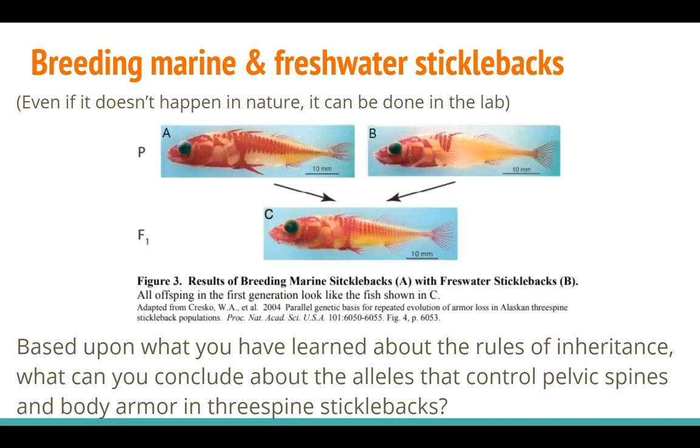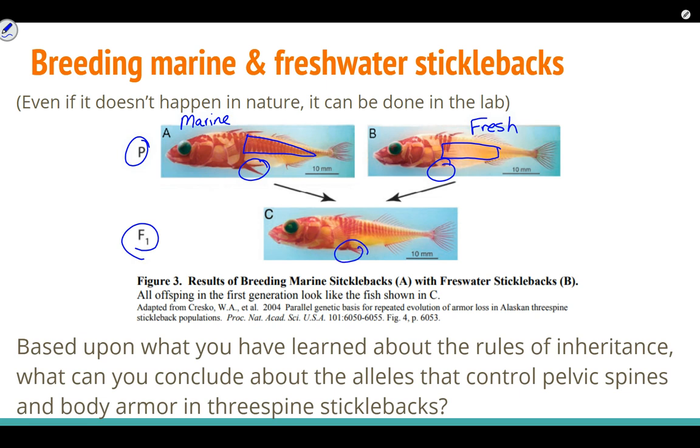And what they found, so this one over here on the left is the marine stickleback. So this is our parental generation. This is the marine stickleback that has pelvic spines and has body armor. And this is the freshwater that has no pelvic spines and no body armor. And all of the offspring in the F1 generation look like this. You can see they do have pelvic spines down here and they do have some body armor.